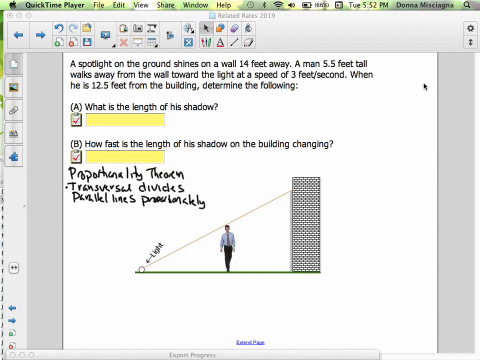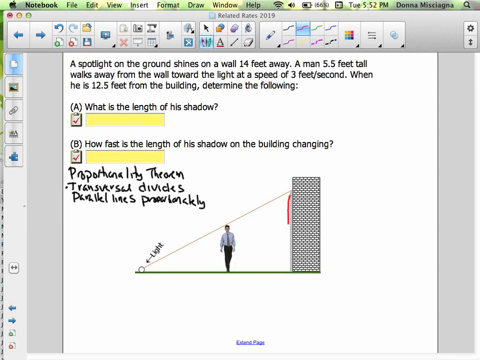The shadow is going to be over here because the light is on the ground. All right, so when it hits him, it's going to be over there. What's the length of his shadow? Again, we have similar triangles. I'm not going to draw the triangles out because we just kind of looked at this. But this is the length we're looking for, the length of his shadow.